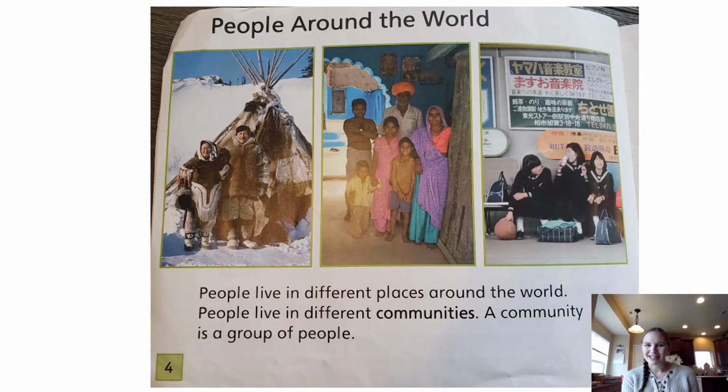Let's start our reading. People around the world. People live in different places around the world. People lived in different communities. A community is a group of people. So here I see 3 pictures. In those 3 pictures, I can see people living in different types of houses, different environments, and different communities.